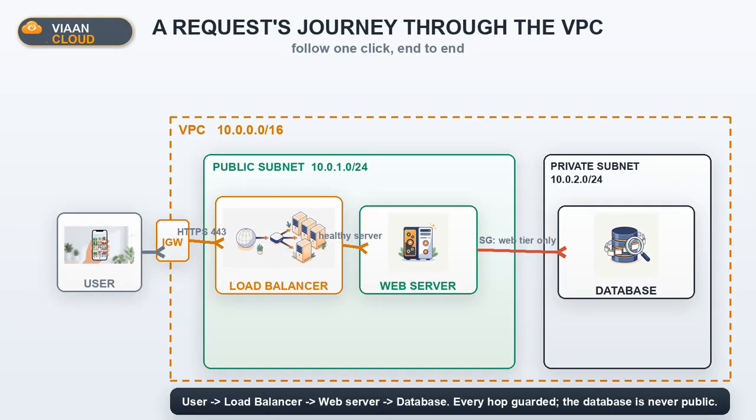Now let's watch a single request travel through everything we built. A user opens Photo app. Their request hits the load balancer in the public subnet, reachable because the route table points to the internet gateway. The load balancer picks a healthy web server and forwards the request. The server's security group allowed port 443, so it's let in. The web server needs data, so it calls the database in the private subnet, allowed only because the database's security group trusts the web tier, so it's unreachable from the internet. The answer flows back out the same way. Every hop guarded. That is a VPC.